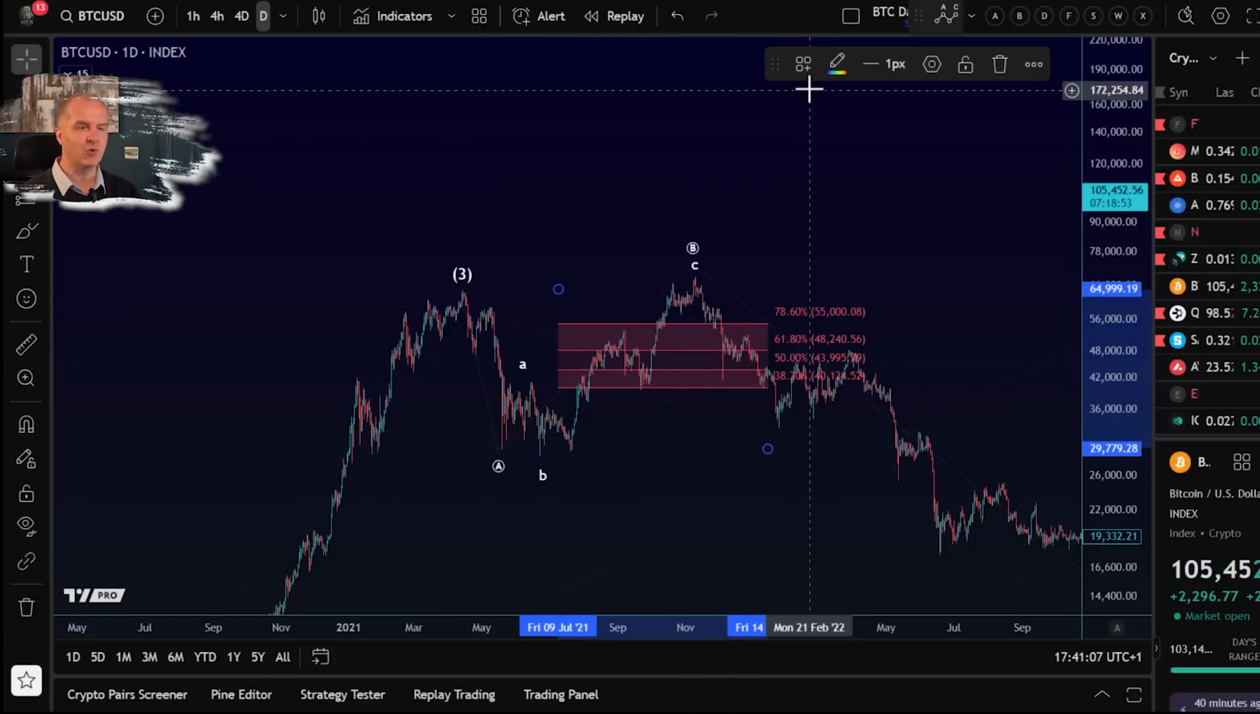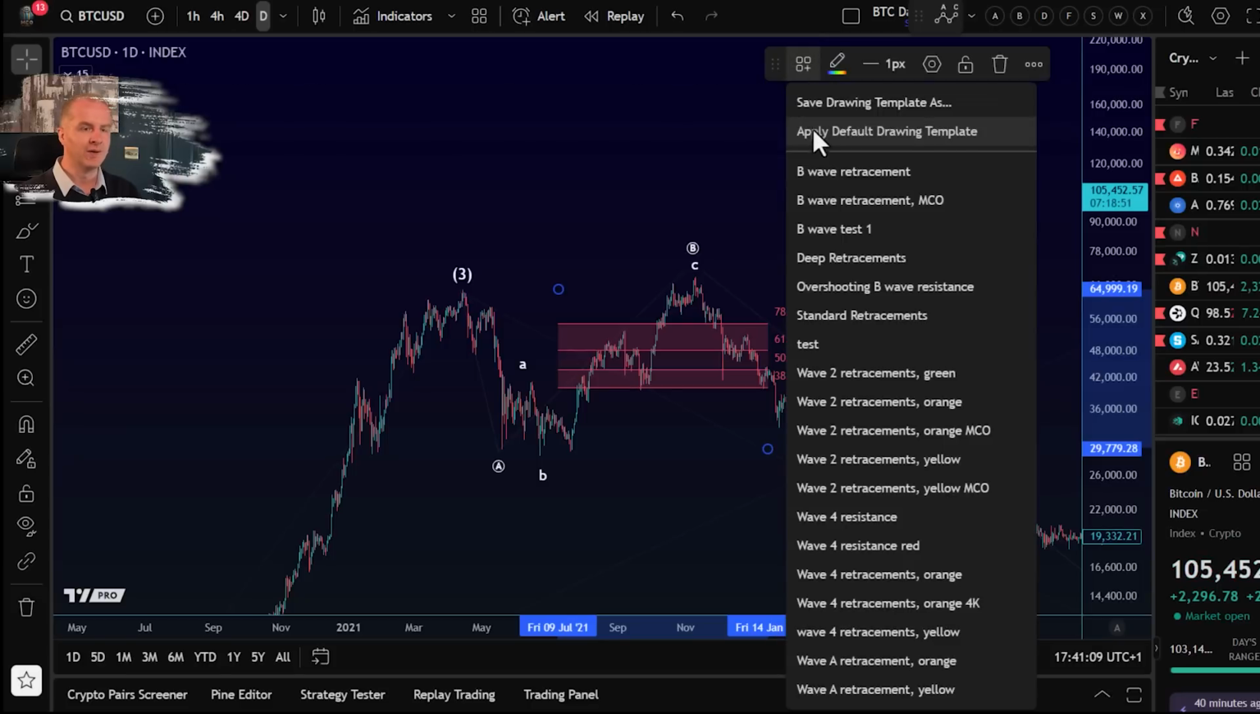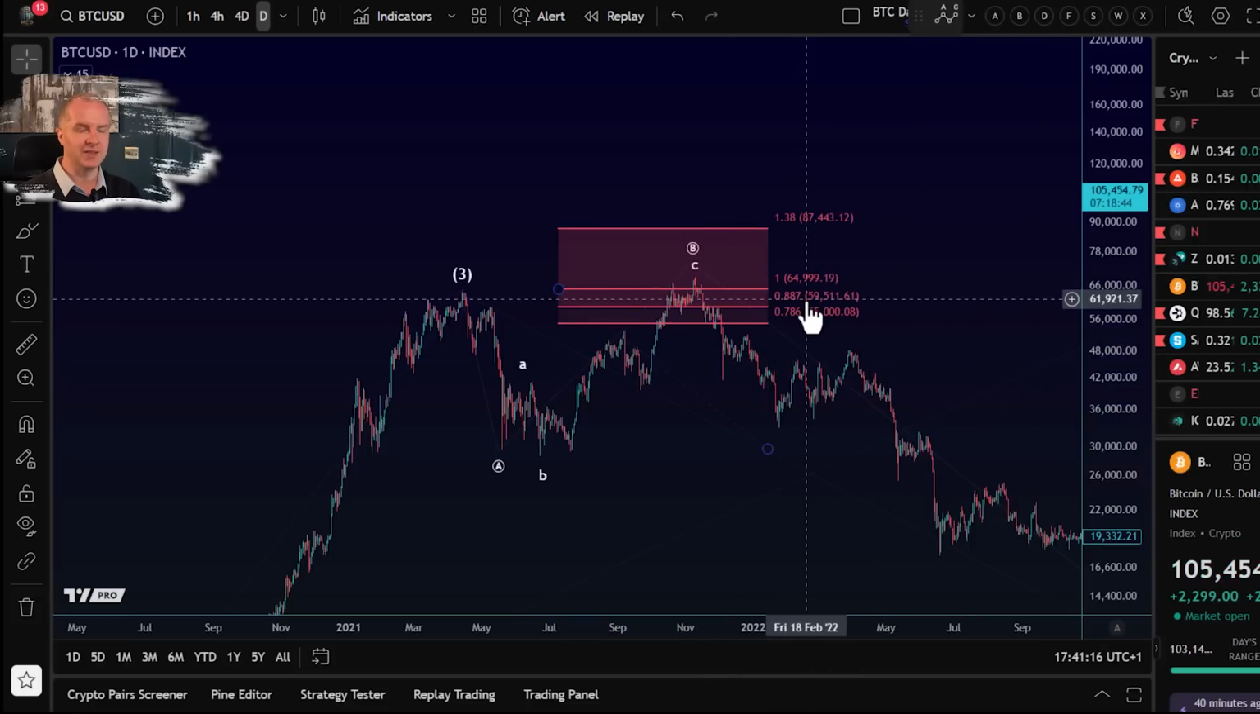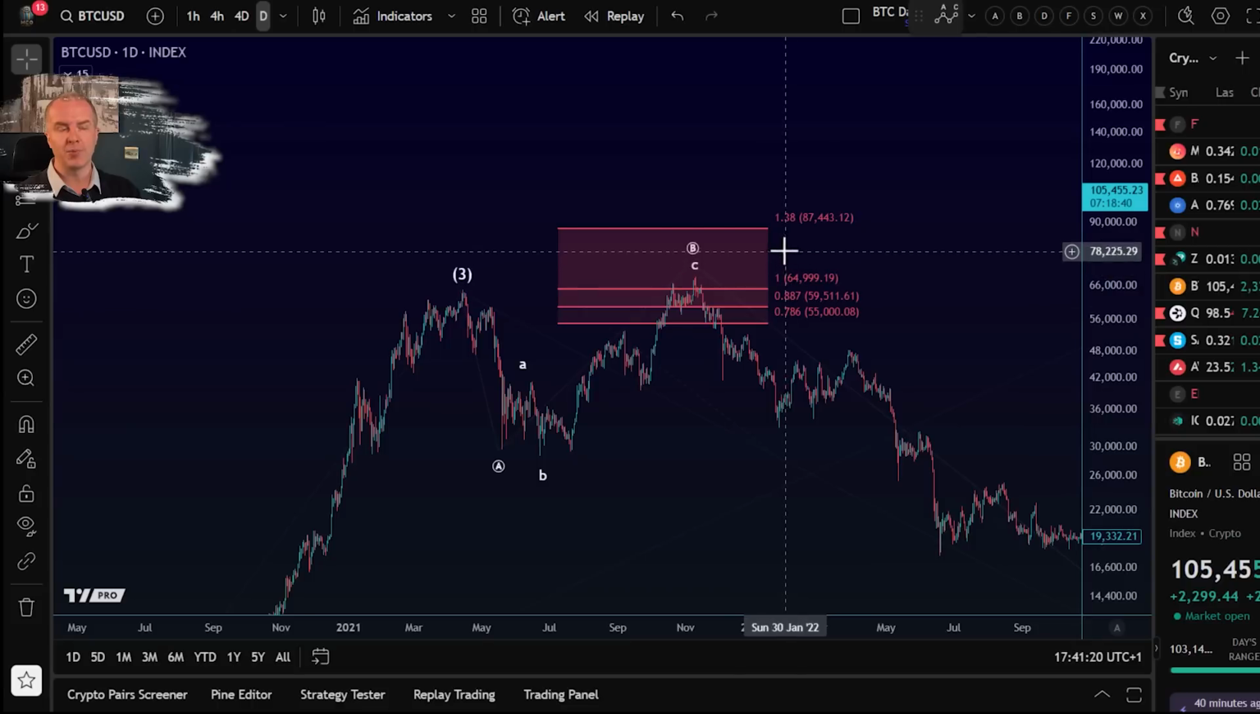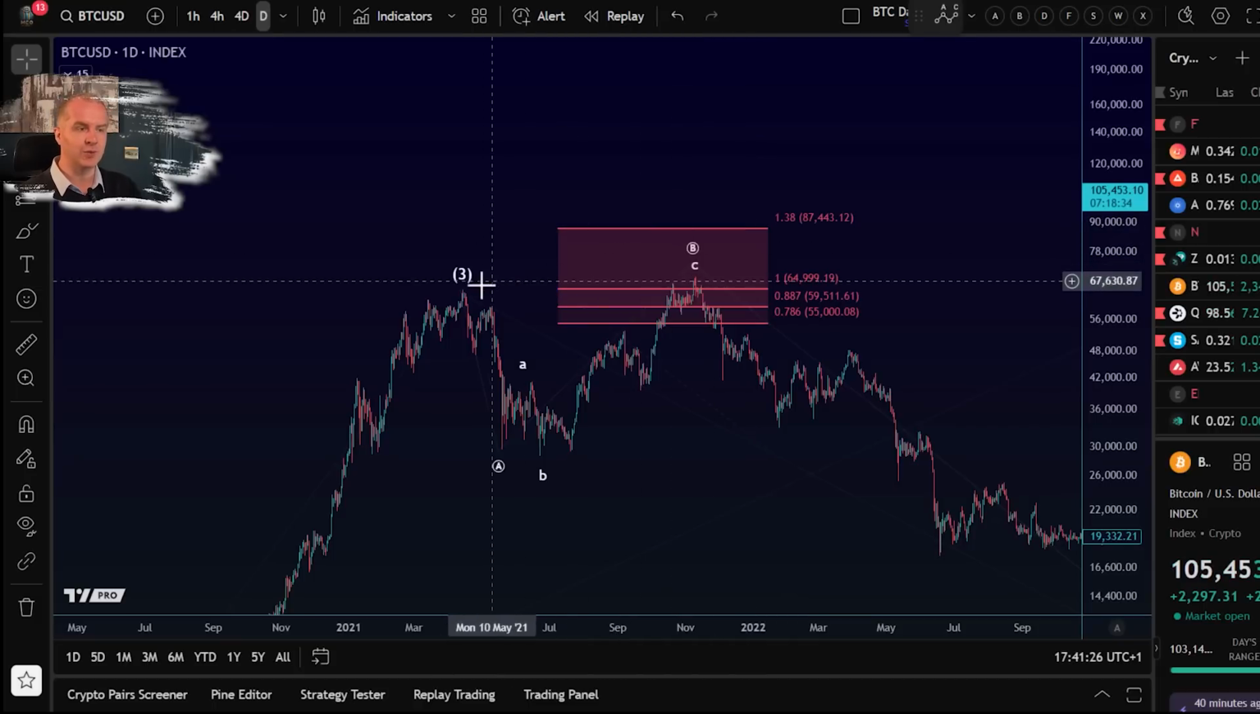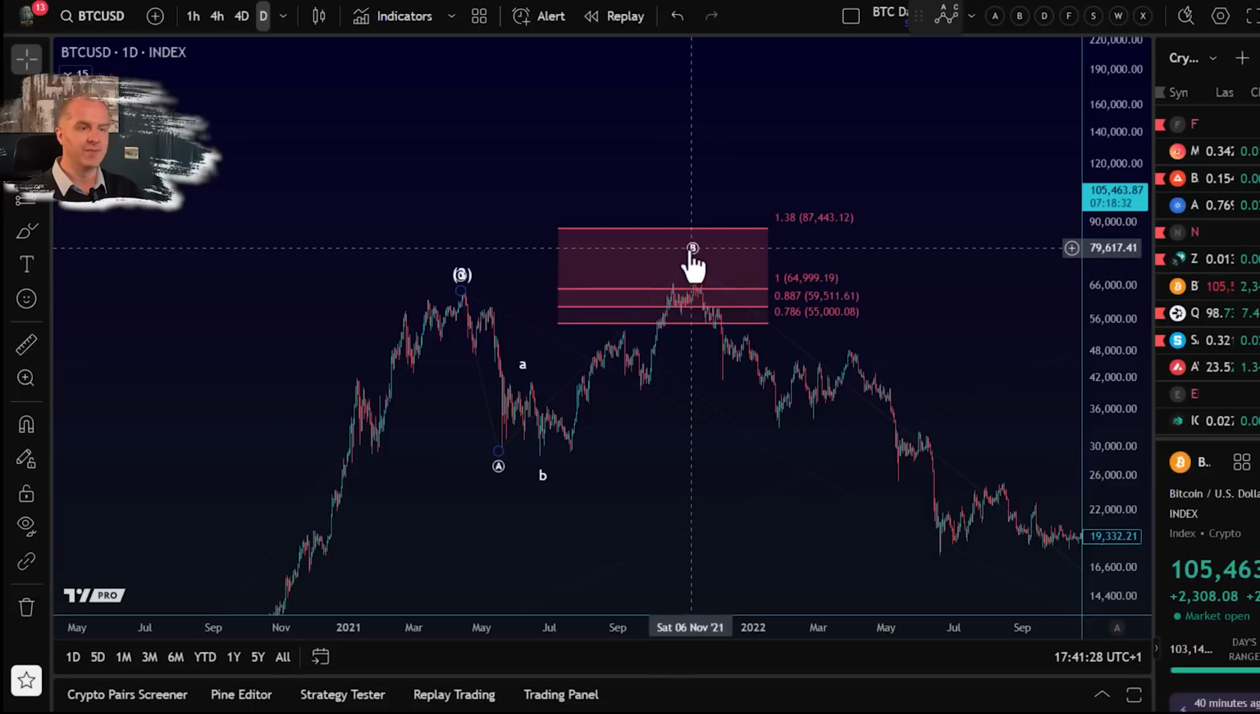Because we know that in a flat correction, at least based on textbooks, the wave B should at least reach the 88.7 retracement, in this case 59,500, at least. It shouldn't normally break above the 138% retracement. So the 138% retracement of the A wave is typically the maximum of the B wave.